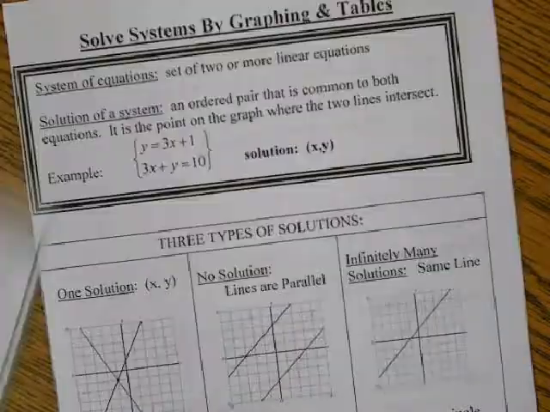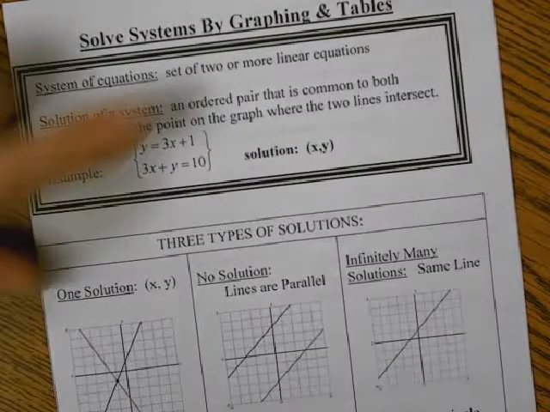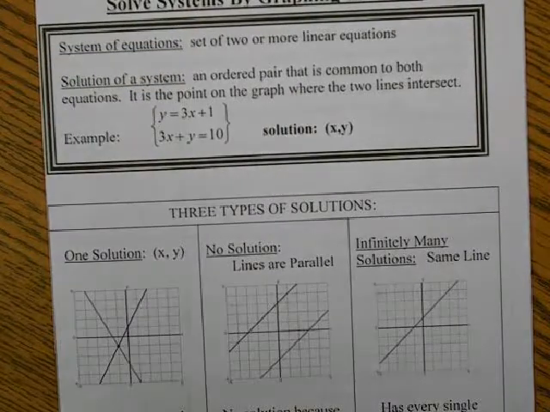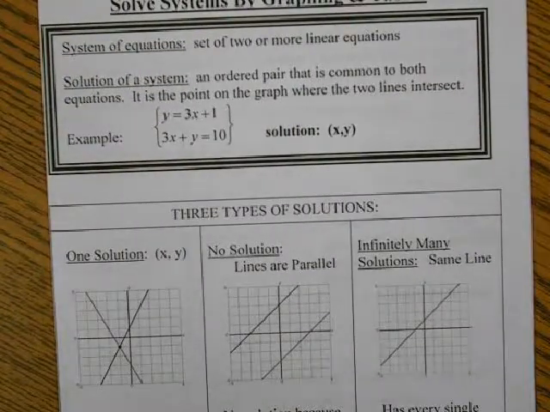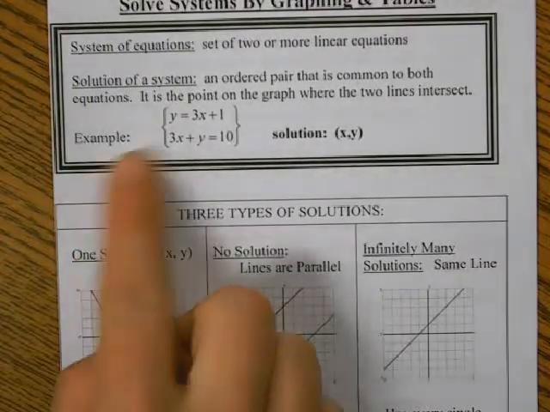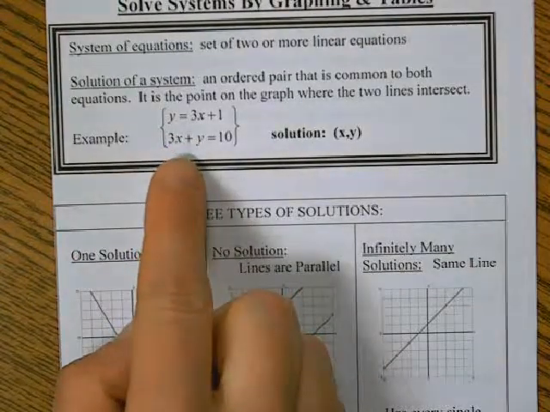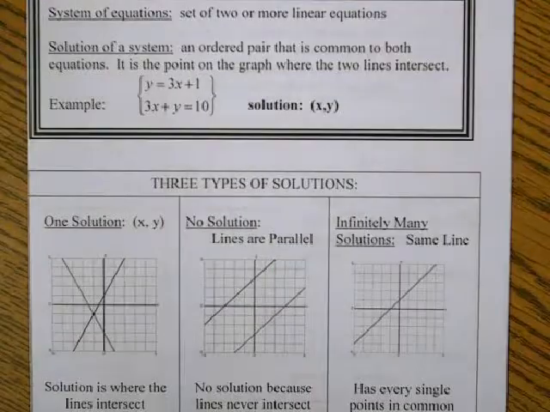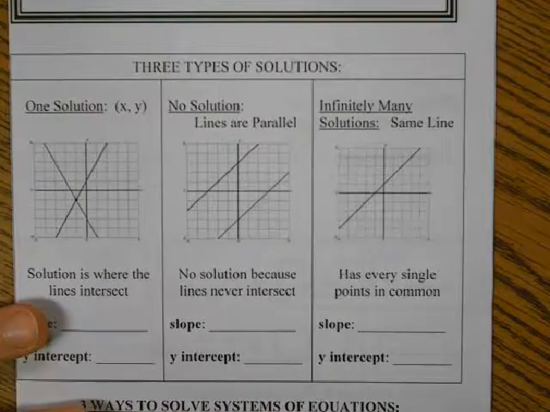So it's where the 2 graphs intersect. It's an ordered pair that is common to both equations. Okay? And then finally, we have an example here where we say here's our 2 equations and the solution is this ordered pair x comma y. So, basically, we need to talk about the 3 types of solutions.